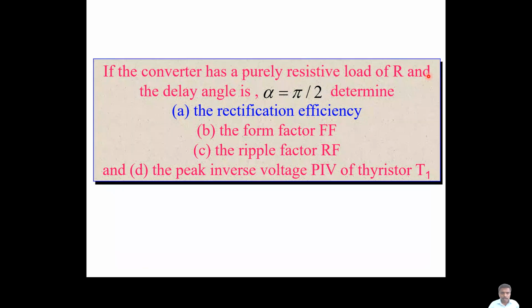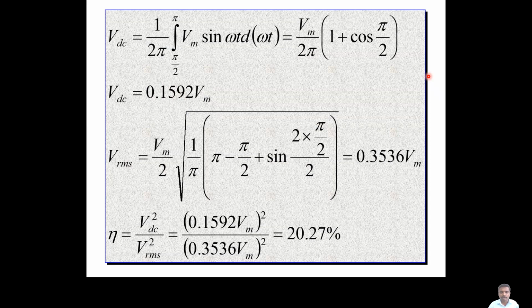This is a small problem in which we have to find the rectification efficiency, form factor, ripple factor, and peak inverse voltage PIV of the thyristor. Here the firing angle is pi by 2. Pi by 2 is 180 divided by 2, which is 90 degrees. You have to calculate using the same formula I have already given. We know Vdc is equal to Vm by 2 pi into 1 plus cos alpha. Here I am substituting alpha as pi by 2, so we get Vdc as 0.1592 Vm.